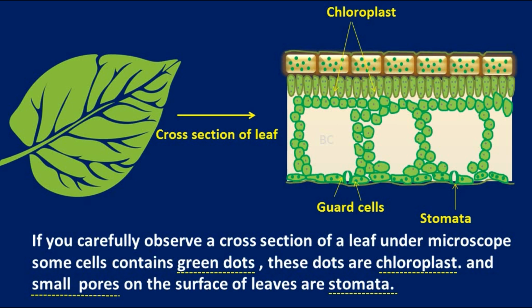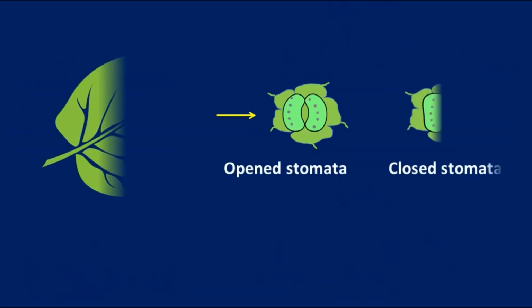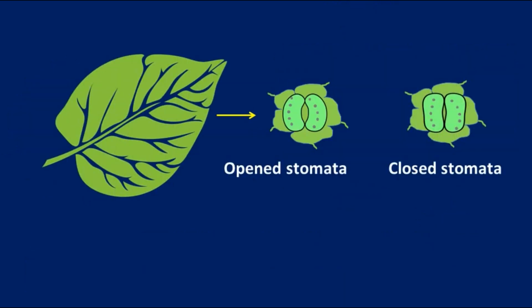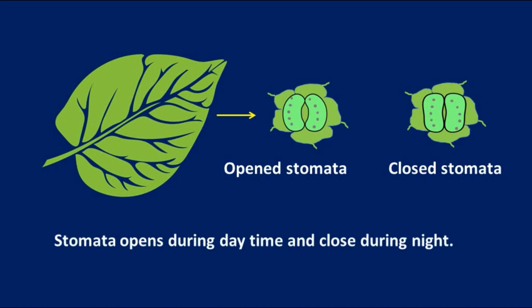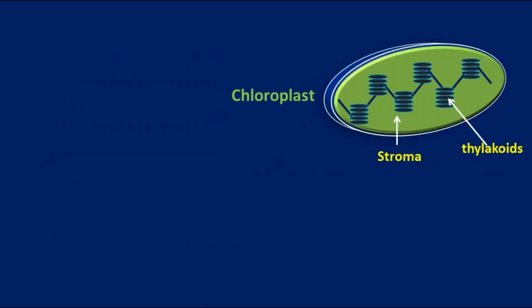What is the function of stomata? Stomata absorb carbon dioxide from the atmosphere and release oxygen. This is the byproduct formed in the photosynthesis process. So the exchange of gases takes place through the stomata. These are very small pores. The stomata open during the daytime, which means in the presence of light, and close during the night, which means in the absence of light. So stomata are open during the daytime and closed during the night.